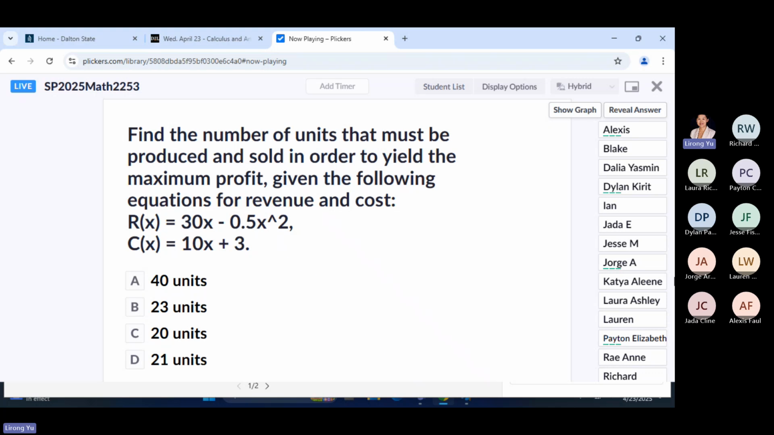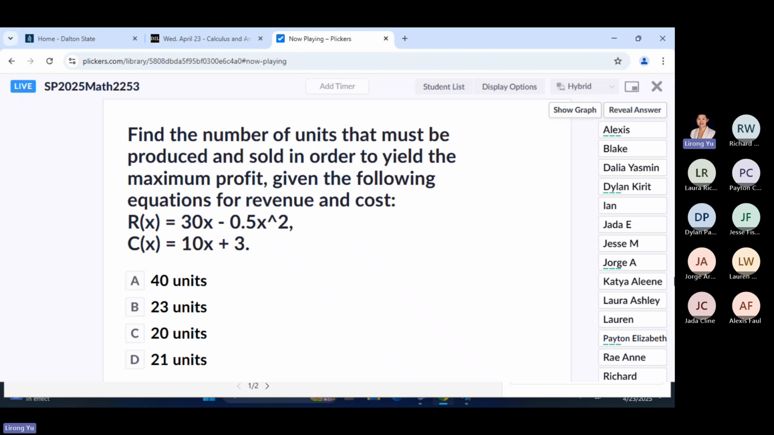So for this kind of question, after you read the question, you read the comparative term. It says we want to yield the maximum profit. So we realize that the quantity that needs to be maximized is profit. If you want to find the maximum profit, you have to find a way to calculate profit.